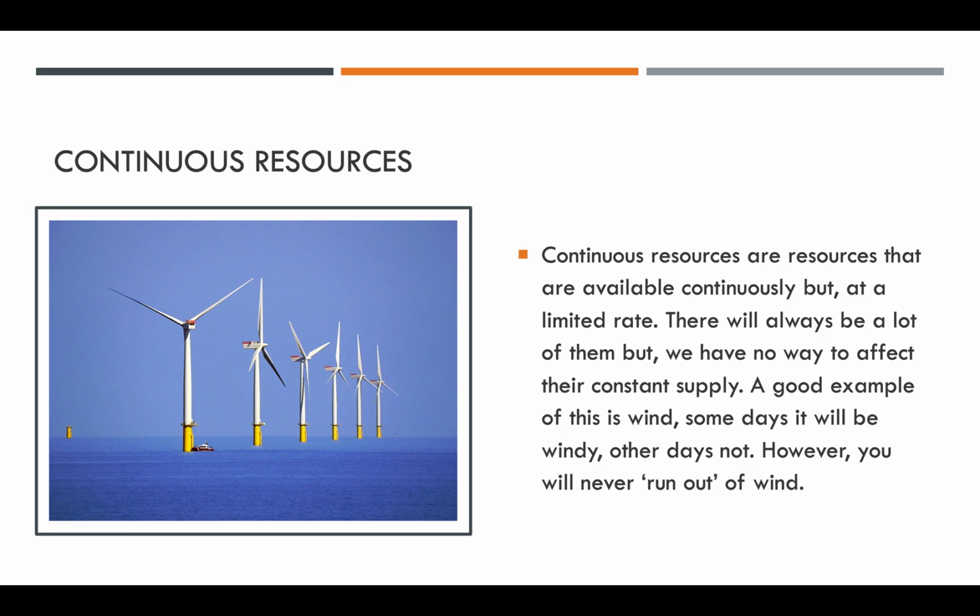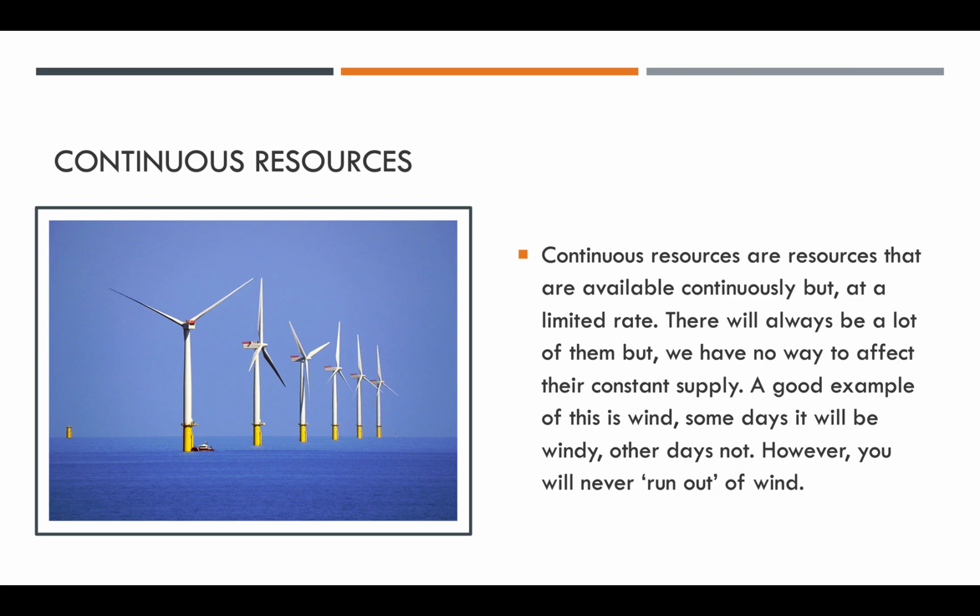Continuous resources. Well, continuous resources are resources that are available continuously, but at a limited rate. There will always be a lot of them, but we have no way to affect their constant supply. A good example of this is wind. Some days it will be windy, other days not. However, you will never run out of wind.